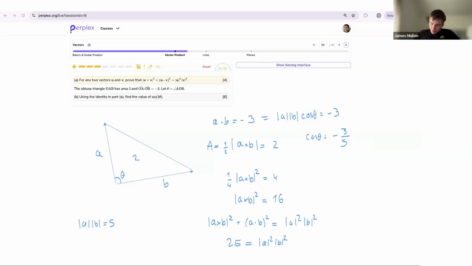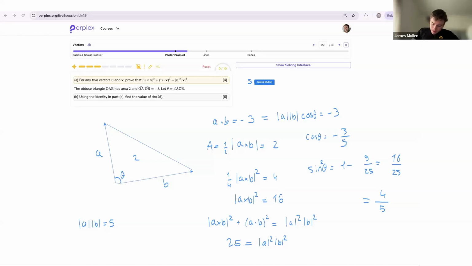And if cos theta is -3 over 5, then sin squared theta is going to be 1 minus cos squared theta, so 1 minus 9 over 25. This is going to be 16 over 25. And so sine of theta is going to be equal to 4 over 5. Because theta is an obtuse angle, it's still less than 180 degrees, because an angle in a triangle has to be less than 180 degrees, and so sine is going to be positive. So sine theta is 4 over 5.